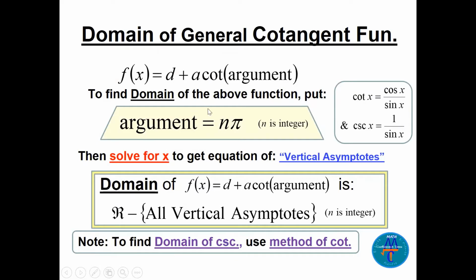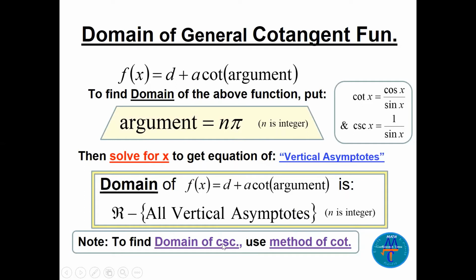Now the domain of the general cotangent, we have d plus a cotangent of an argument. See here, the argument can be anything. The general argument, we have seen before what it is. So for the domain now, we take the argument equals n pi because we look at the denominator to find the domain, because we need the vertical asymptotes. So from the argument equals n pi where n is an integer, solve for x, you will find the equation of the vertical asymptotes. So the domain will be all real numbers except the vertical asymptotes, where n is an integer.